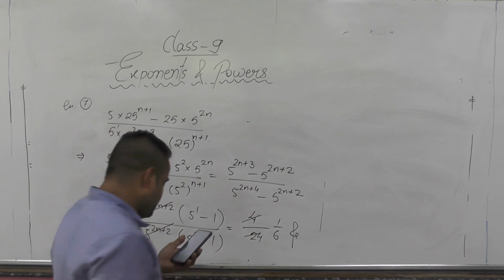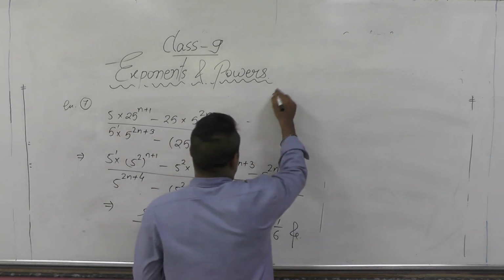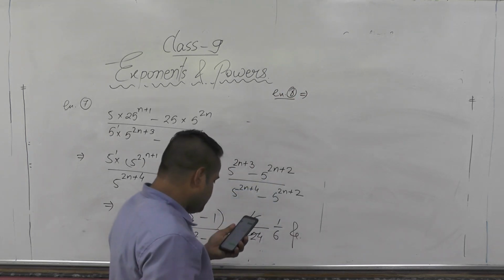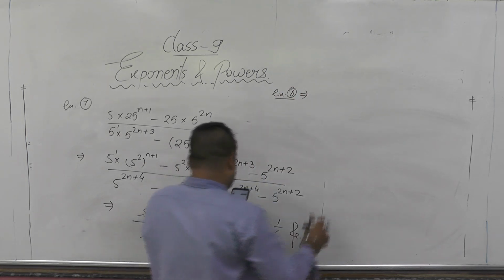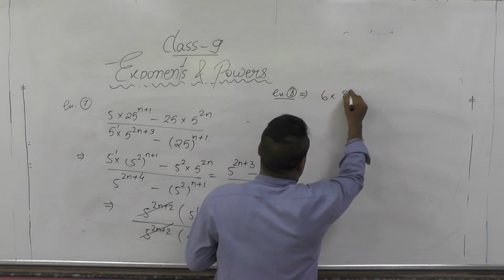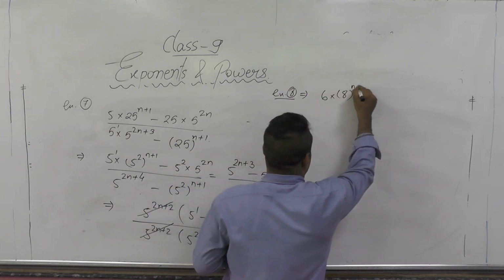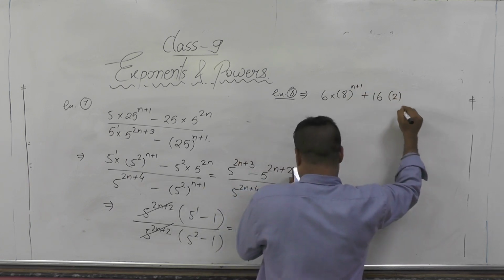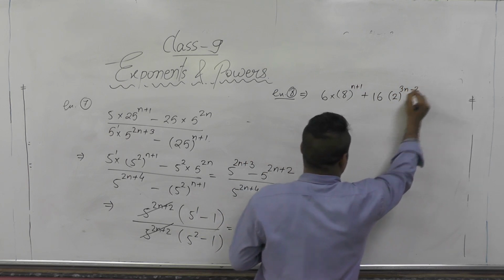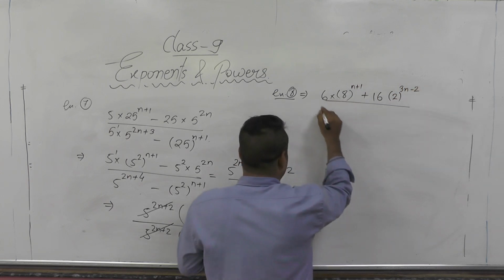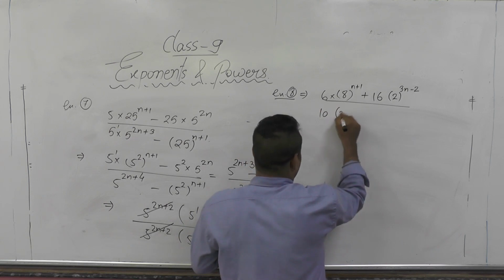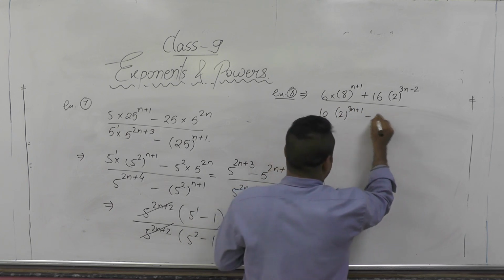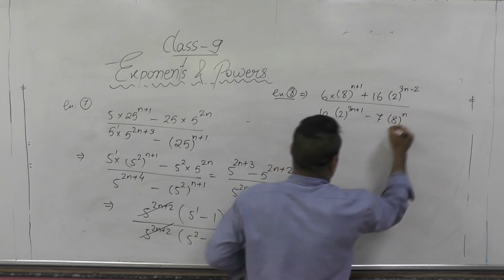Let us see one more last question. It is example number 8. It is 6 into 8 to the power n plus 1 plus 16 into 2 to the power 3n minus 2, upon 10 into bracket 2 to the power 3n plus 1 minus 7 into 8 to the power n.